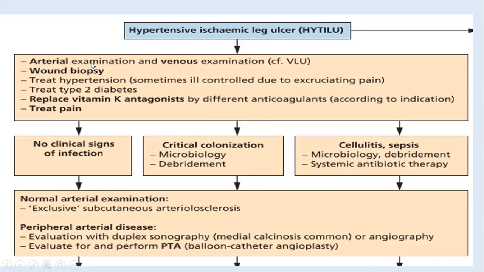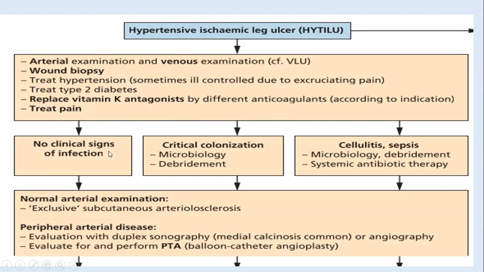It is important to do the arterial examination and venous examination, and do a wound biopsy to exclude other causes of ulcers like pyoderma gangrenosum and vasculitis. Treat hypertension, which is the most important part, and then treat the type 2 diabetes, which is present in almost 60% of the cases. If the patient is receiving a vitamin K antagonist, it should be replaced by other anticoagulants, and then treat pain.